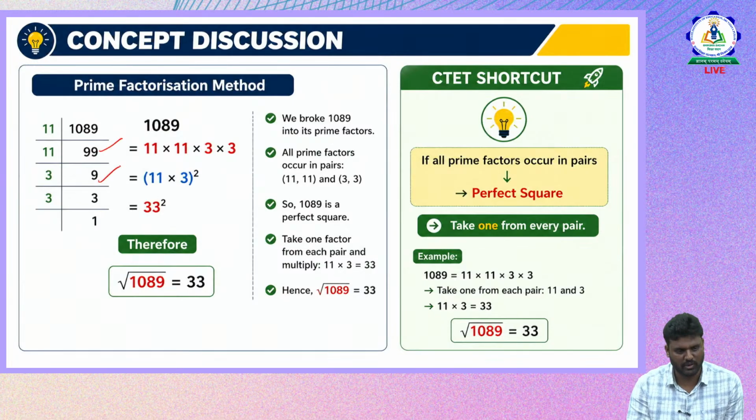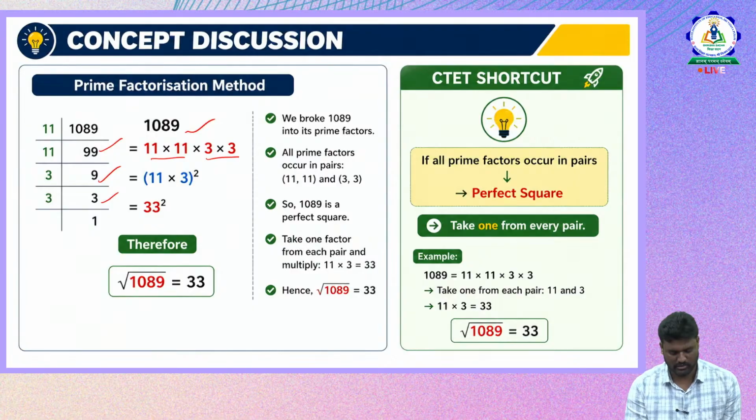Okay, so then 9 can be written as again 3 into 3. So again 3 can be written as 3 into 1. So here 11 and 11, 3 and 3 become the factors of 1089. Okay, so now if you see here, the factors are coming in pairs. Okay, so 11 into 11, 3 into 3.